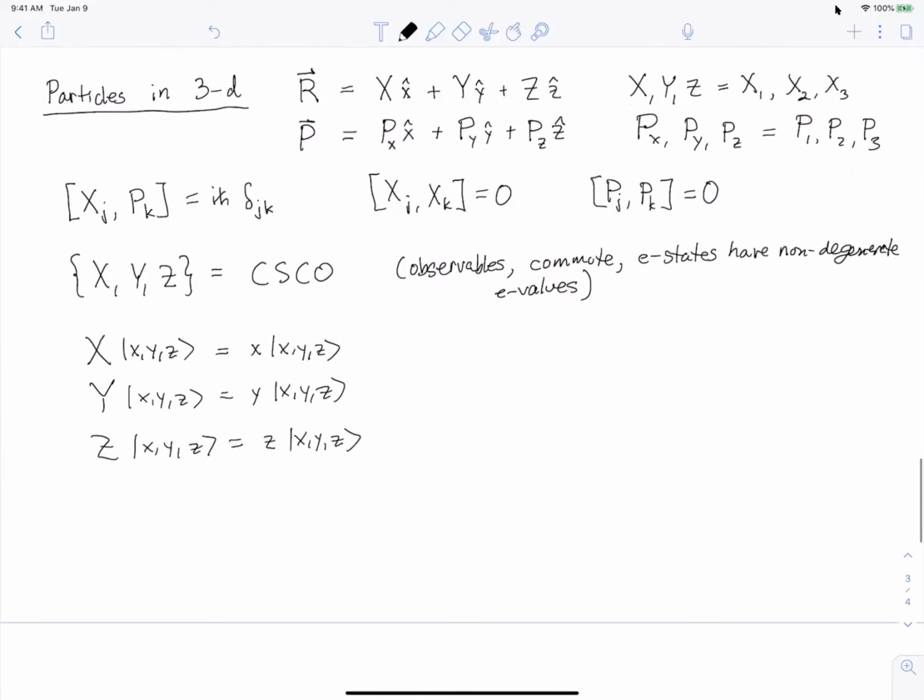Okay, and then I can summarize all of this slightly more compactly by saying the vector position operator acting on my eigenstates of the complete set of commuting observables is the ordinary vector, not an operator, times the same thing back, where my R vector is a vector of numbers, not operators. So it looks like this.